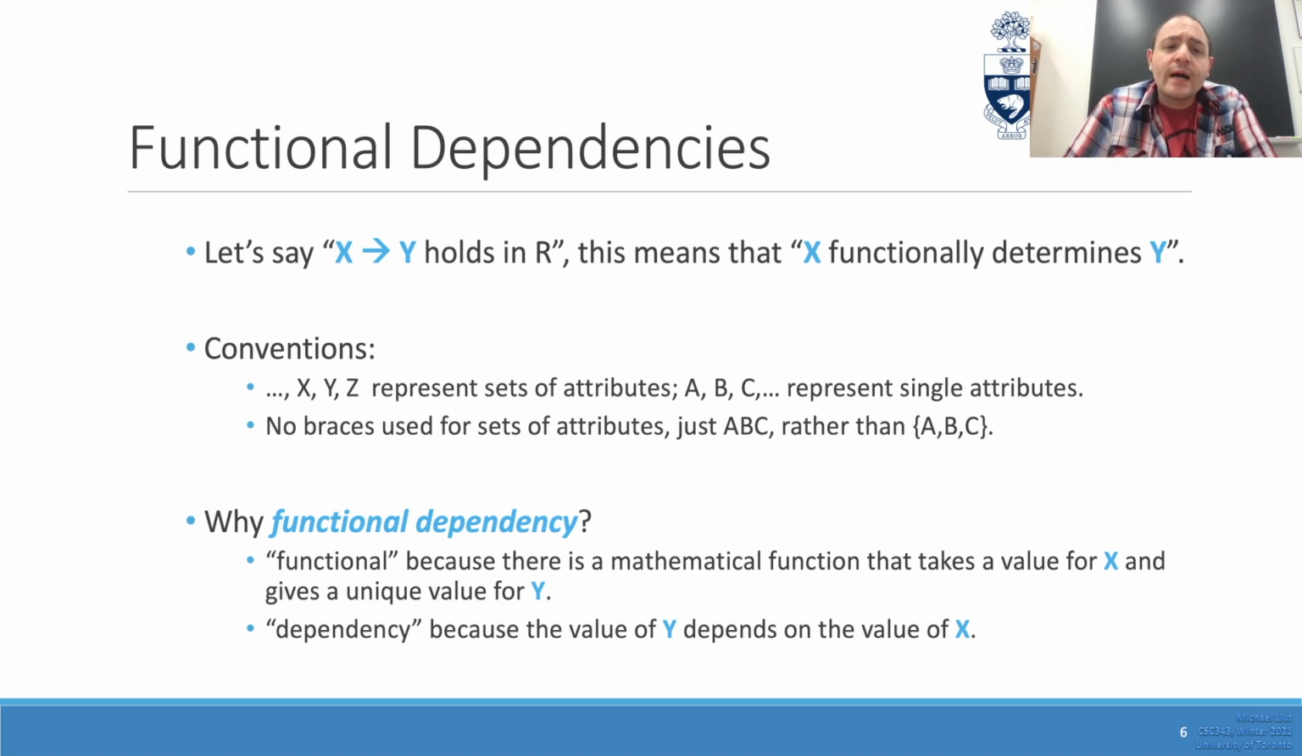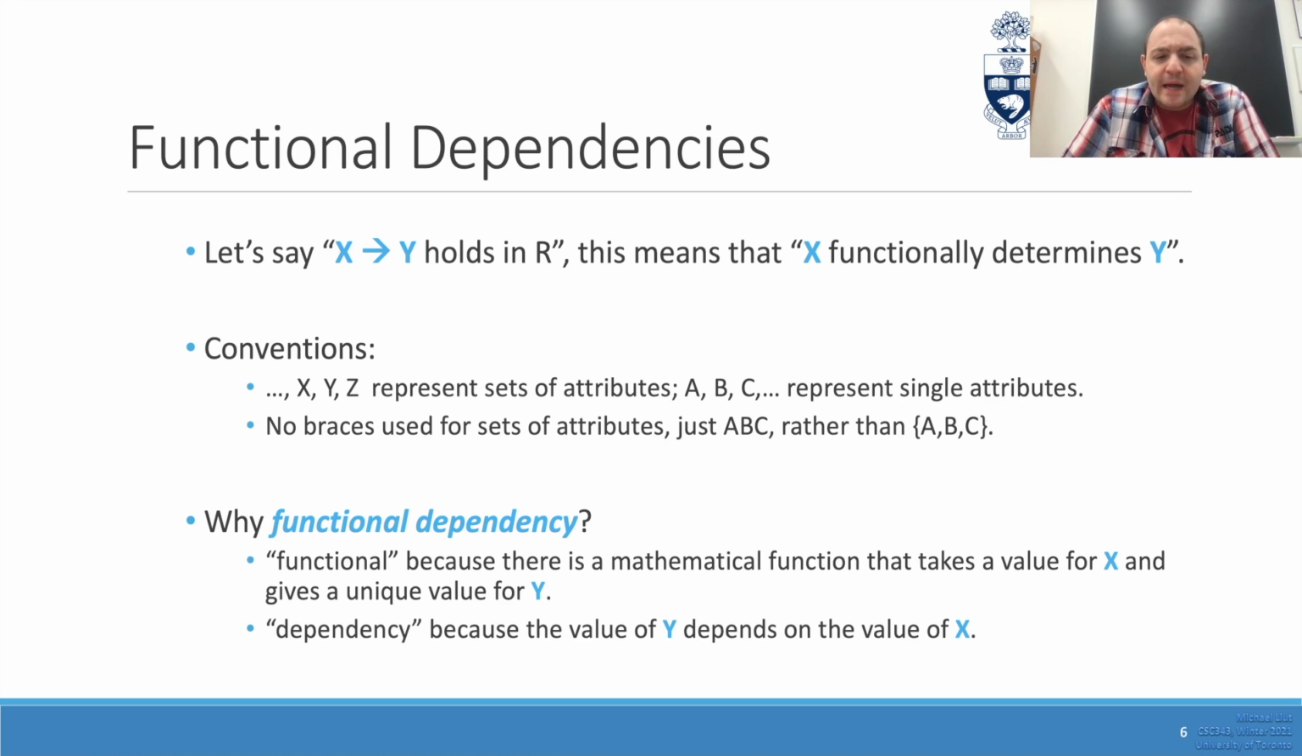So a couple of things you'll notice in these slides in terms of conventions. X, Y, and Z will represent sets of attributes, whereas A, B, and C will represent single attributes. So X, Y, and Z, sets of attributes; A, B, and C, single attributes. Also, no braces are being used for sets of attributes, just A, B, C, rather than this specific notation you see here, A, comma, B, comma, C, within squiggly brackets.